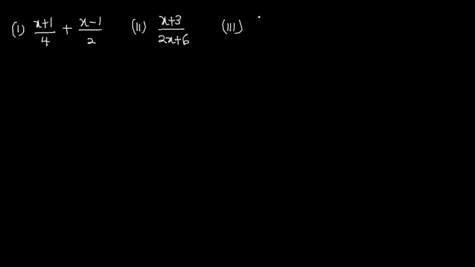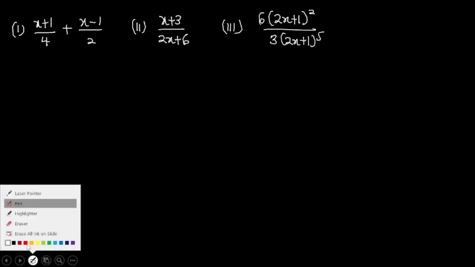Alright, so we have to simplify the following expressions. The first expression is (x + 1)/4 + (x - 1)/2. The second expression is (x + 3)/(2x + 6). The last expression we have to simplify is 6(2x + 1)²/[3(2x + 1)⁵]. Alright, so let's go ahead and simplify these expressions one after the other.